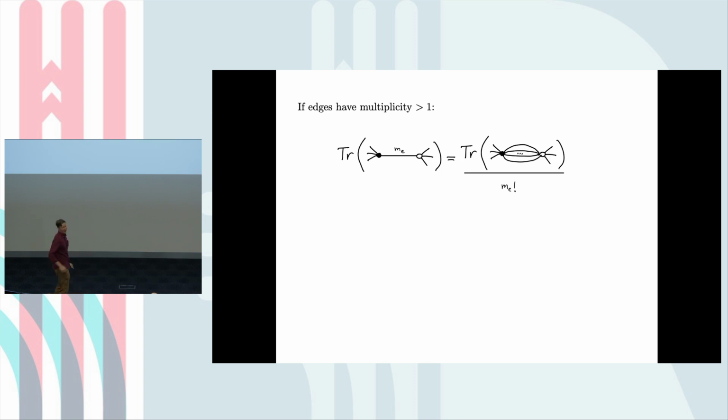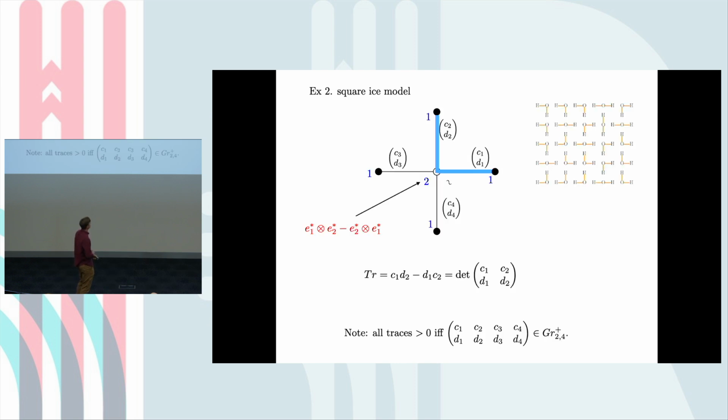If we have edges of higher multiplicity, you just do something very simple. If you have an edge of multiplicity bigger than 1, you replace it with that many copies of the edge in parallel, and then you compute the trace of this graph, of this web, and then you divide by the corresponding factorial. Again, that's not something you have to worry about either.